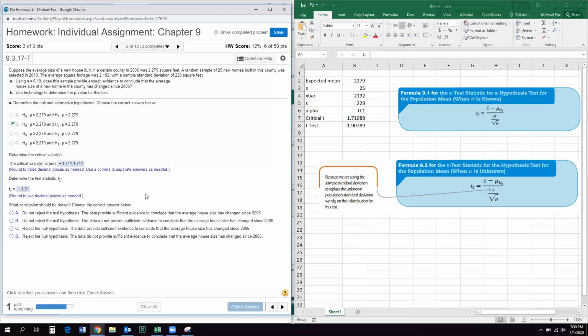All right. In this case, our test statistic is further away from the mean than the critical values, right? So it is less than negative 1.711. What that means is we're going to reject the null hypothesis that the mean would equal 2279. So I'm going to say reject the null hypothesis. The data provides sufficient evidence to conclude the average house size has changed.